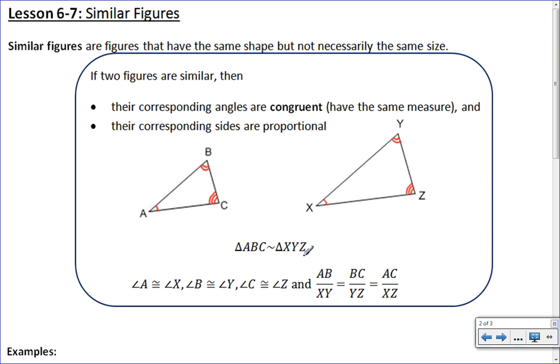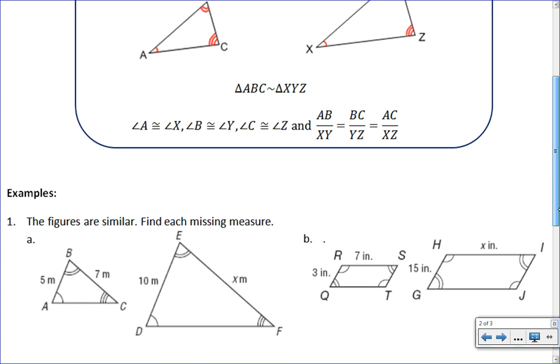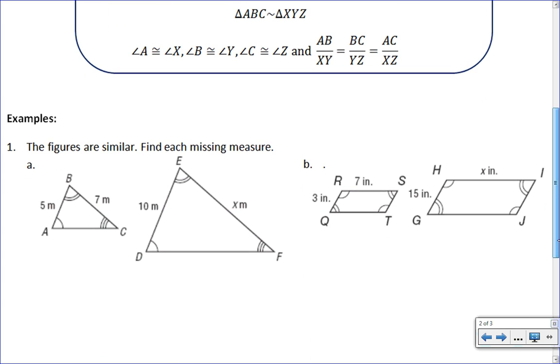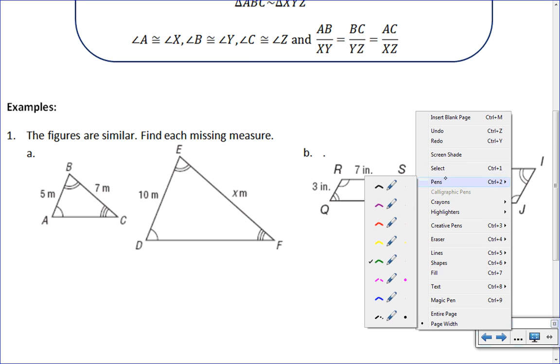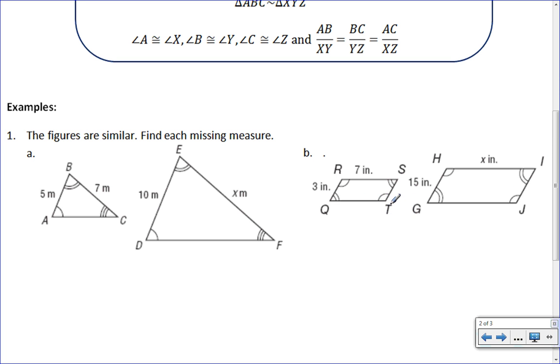So some of these you may not be given a picture for. You may have to draw a picture. Just make sure that the order that you match the letters up in this one when you draw a picture matches the order that you use for this one, because that is very, very important. Alright, let's look at our first example. It says the figures are similar, find each missing measure. So because we know that the sides are proportional, we can set up proportions to find missing lengths in similar figures. So we just have to make sure we pair up sides that are corresponding.